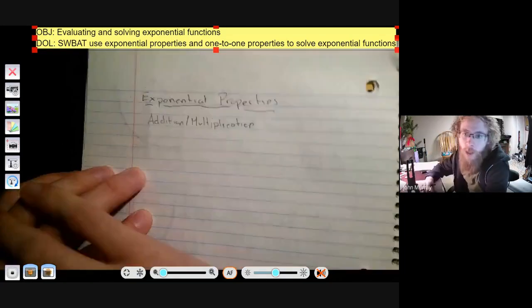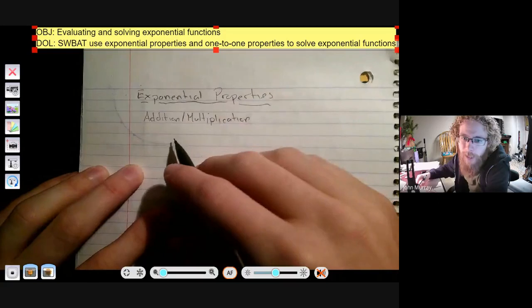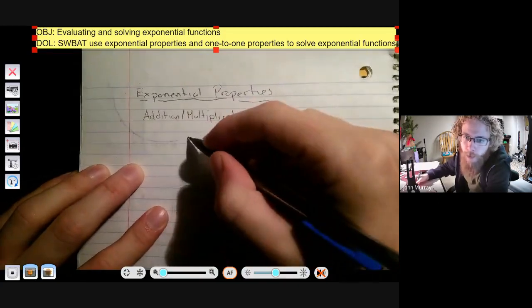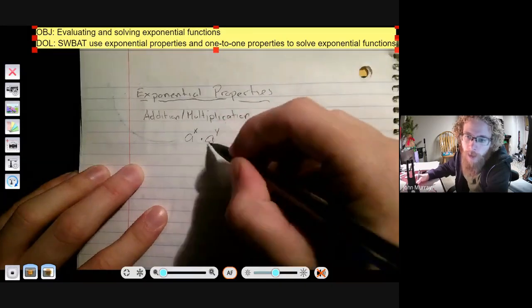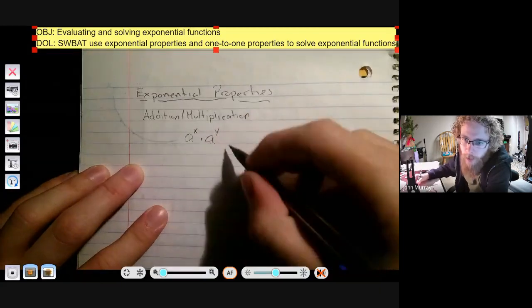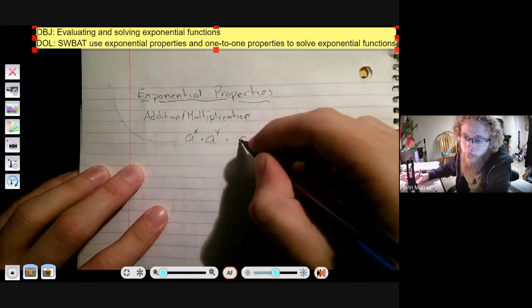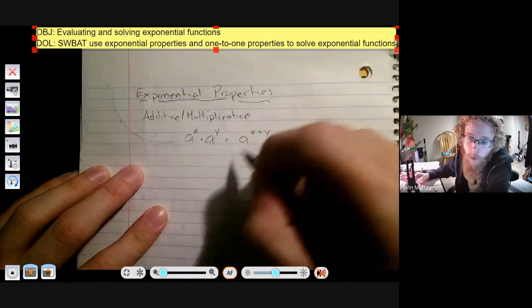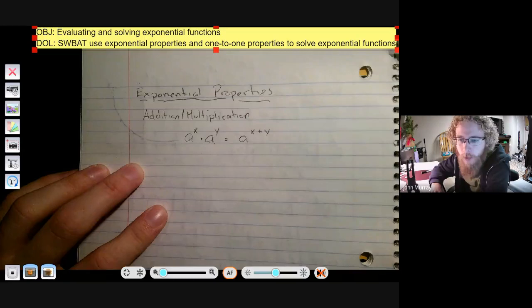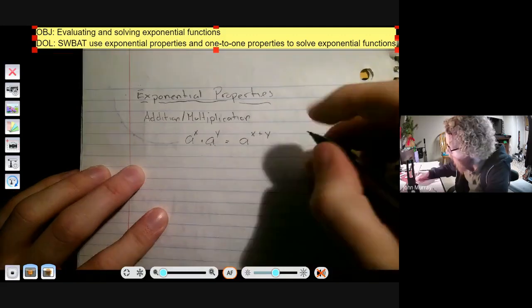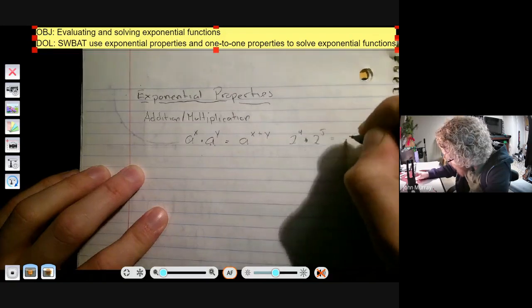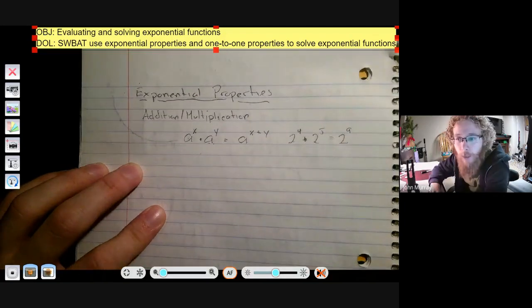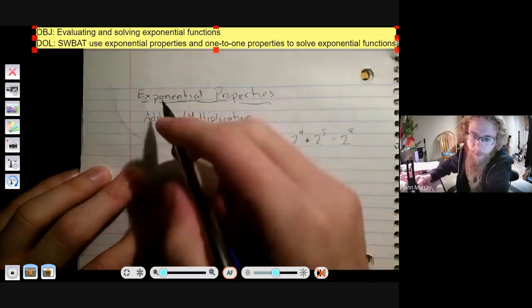All right, so our first was the addition and multiplication property. Now they're kind of tied together. So if you have two exponential functions, and they have the same base, that base has to be the same, and you're multiplying them, then you can add their exponents together. a to the x plus y. So if you had 2 to the 4th times 2 to the 5th, that would be the same thing as 2 to the 9th.